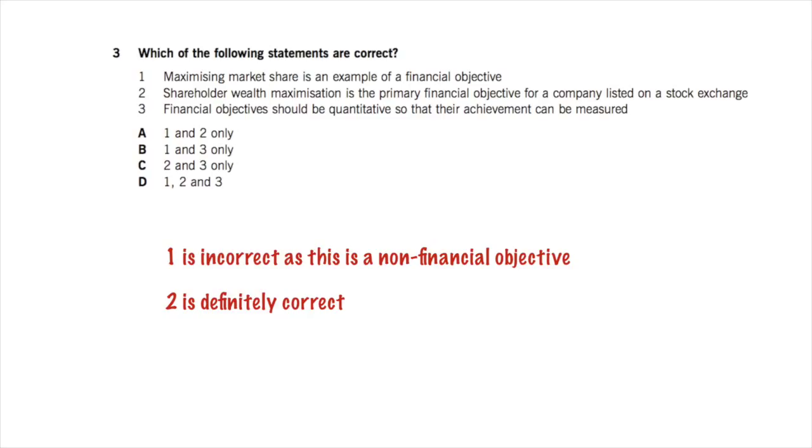And 3, financial objectives should be quantitative. Yes, they should. So that's also correct. So that means that 2 and 3 are correct, which gives us answer C.